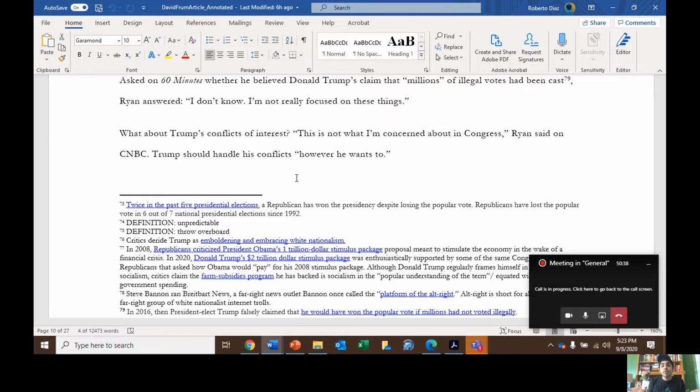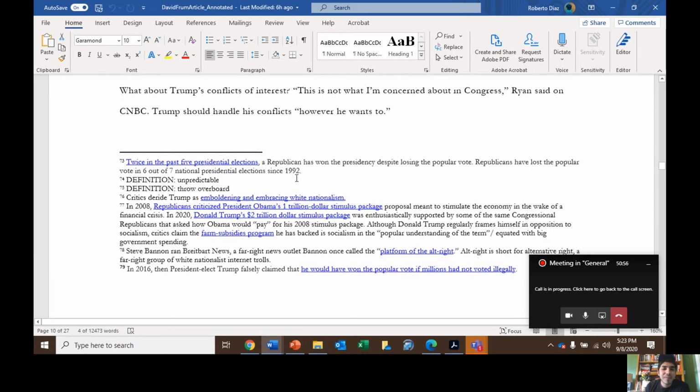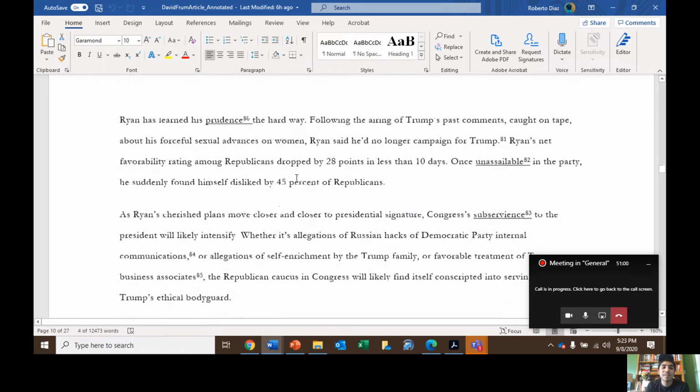Well, he tweeted it out, and so obviously Paul Ryan is not concerned. I think he tweeted it out because he obviously was upset about people that were pointing out that he had lost the national popular vote. What about Trump's conflicts of interest? This is not what I'm concerned about in Congress, Ryan said on CNBC. Trump should handle his conflicts however he wants to.